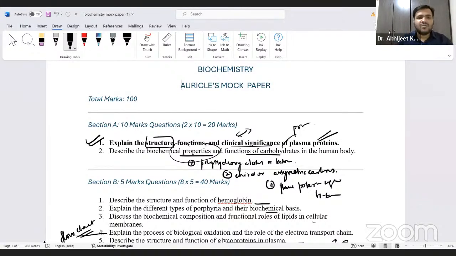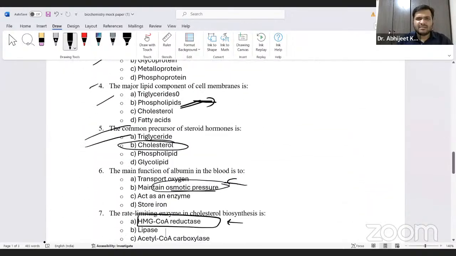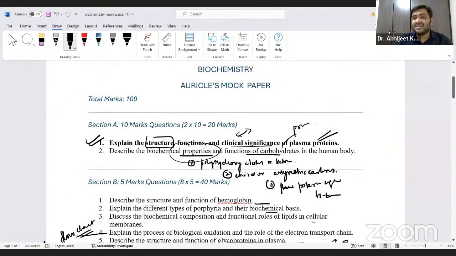That is how we can do this, because we have already discussed all these topics. So I'm not discussing them again. It only matters how to write it out in an exam.